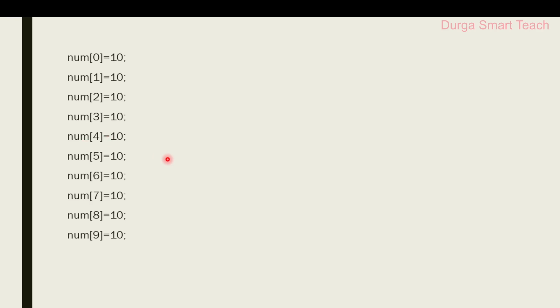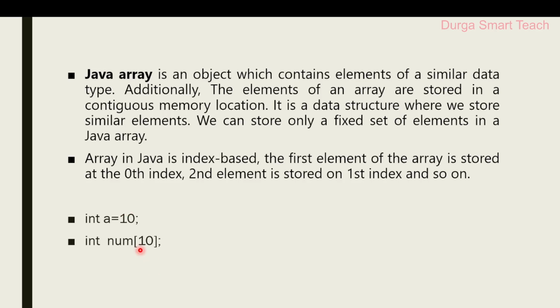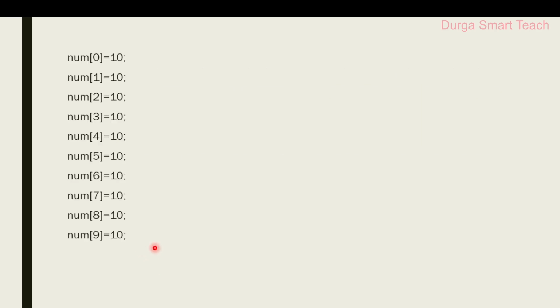If you want to store the 10 elements like this, num of 0 is equal to 10, so at index 0 the element is stored. What is the size? Here the size of the array is 10. The index value starts from 0: 0, 1, 2, 3, up to 9. In total there are 10 memory locations. The first element is stored in the 0th location. For example, if we take 20, 20 is stored in the first location, then 30, 40, 50, and so on.